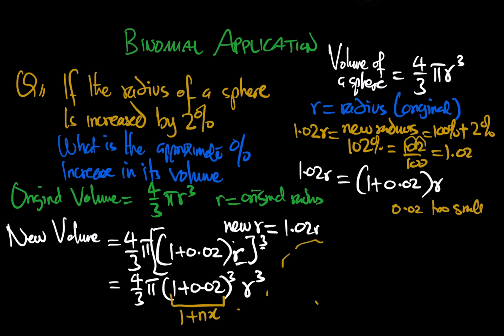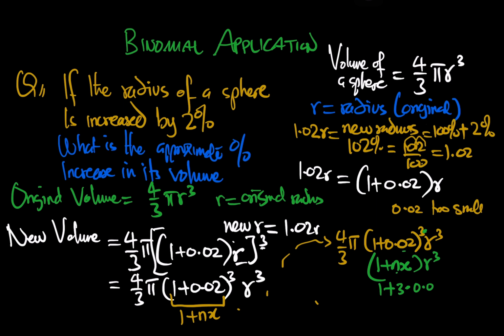All right, so let me rewrite here. It's going to be 4 over 3 pi, (1 plus 0.02) to the power 3, r cubed. And we're saying it's too small. If it's too small, this becomes 1 plus nx. Don't forget the r cubed. Now n there is 3, so it's 1 plus 3 times x, and x is 0.02, r cubed. It's 1 plus 3 multiplied by 0.02 r cubed, and then we have our 4 over 3 pi.